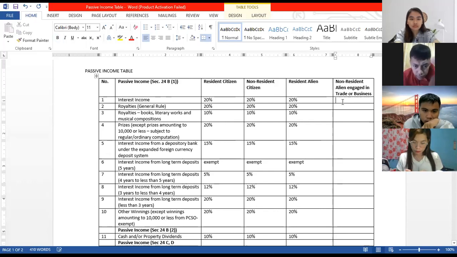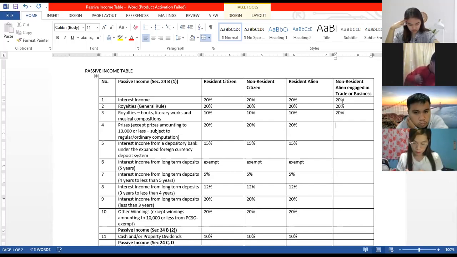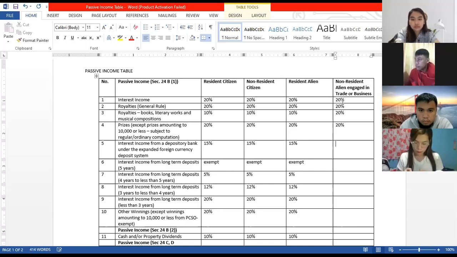So, isa-isahin natin. Based dito sa paragraph 2 ng section 25A, ito daw interest income will be subject to 20%. Okay? Nakuha nyo? Nakita nyo sa provision? Yung provision na yung pinag-uusapan natin dito. Royalties, 20%. Okay? 20% din yung royalties from books, literary works, and musical composition. Kasi sabi dito, in any form, yung royalties. No distinction. Prizes, except prizes amounting to 10,000. Same rule, 20%. Okay, same rule.